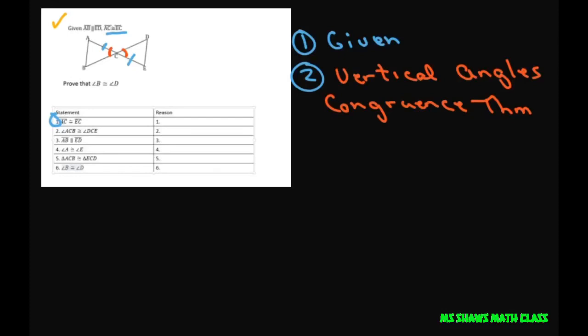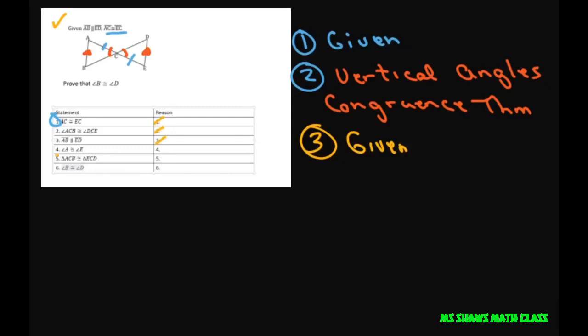We also have that AB is parallel to ED. Yes, so these are parallel, and usually you mark those with little arrows like that. So these two are parallel. Okay, so that's given. So number 3 is given. Yeah, 1, 2, 3. All right.